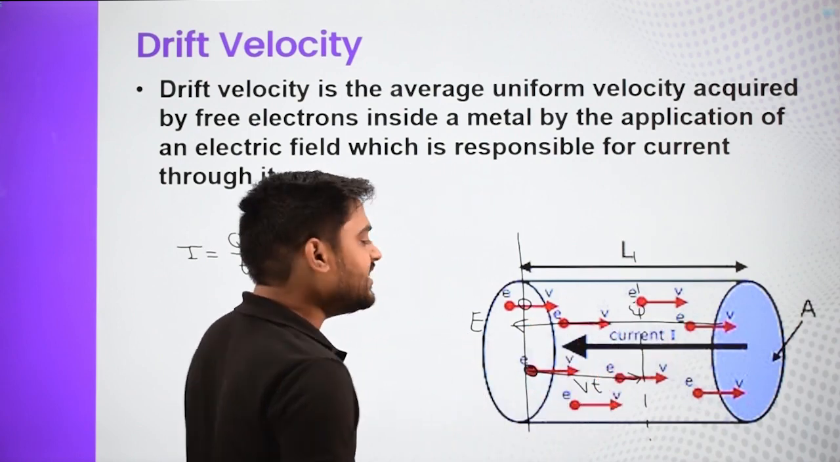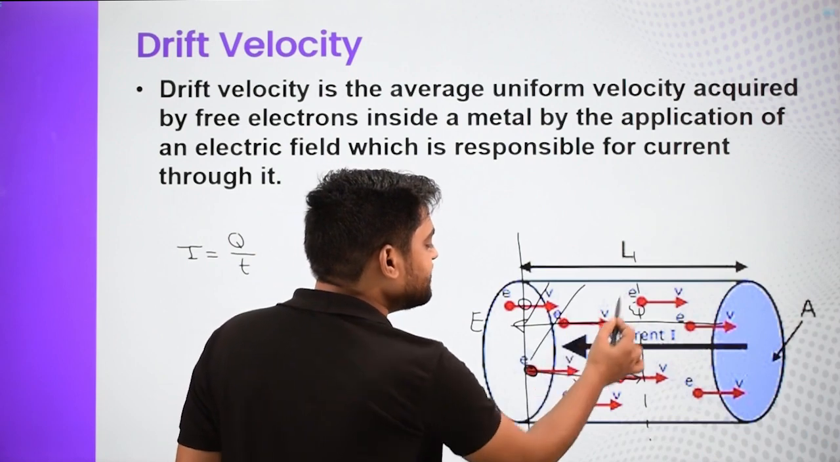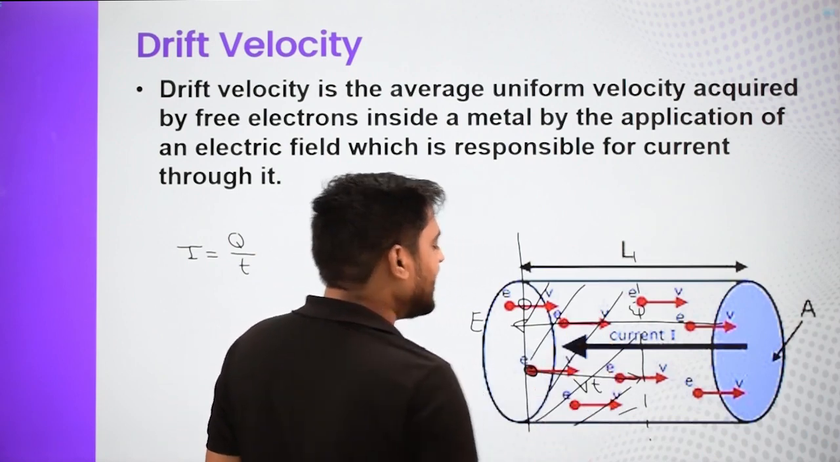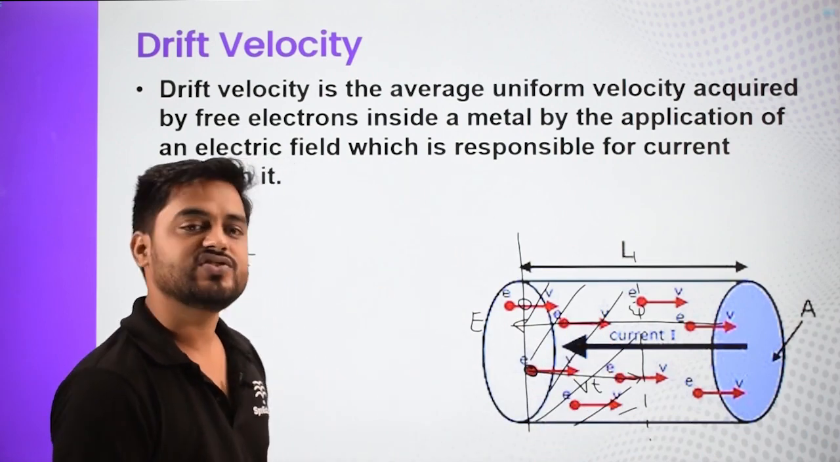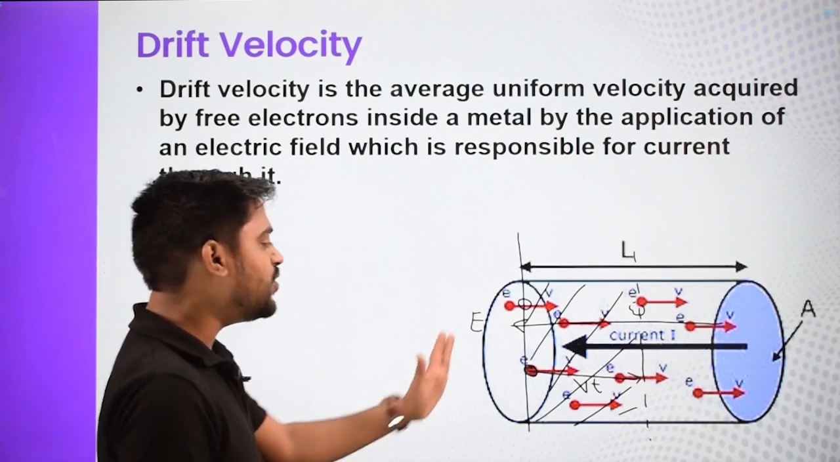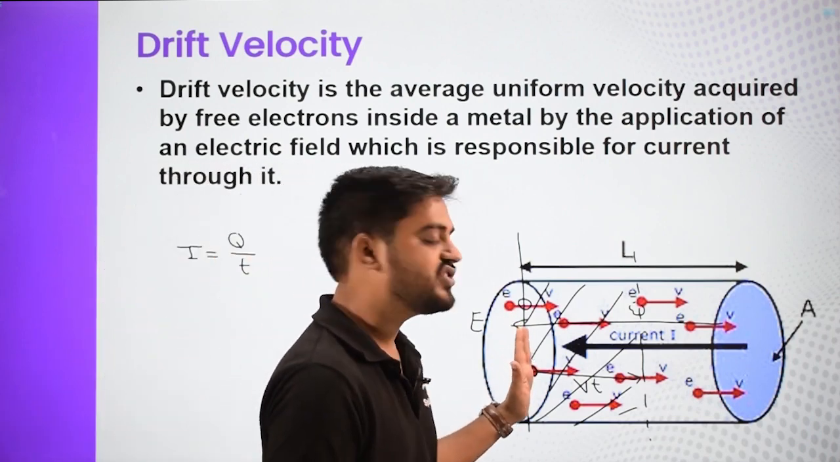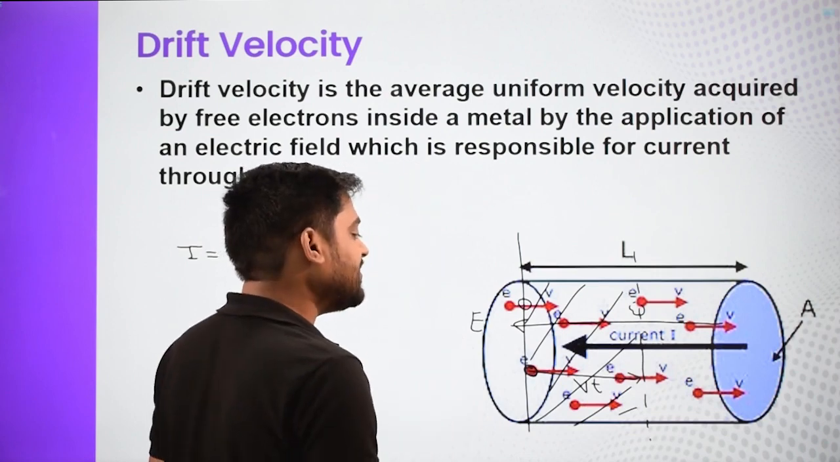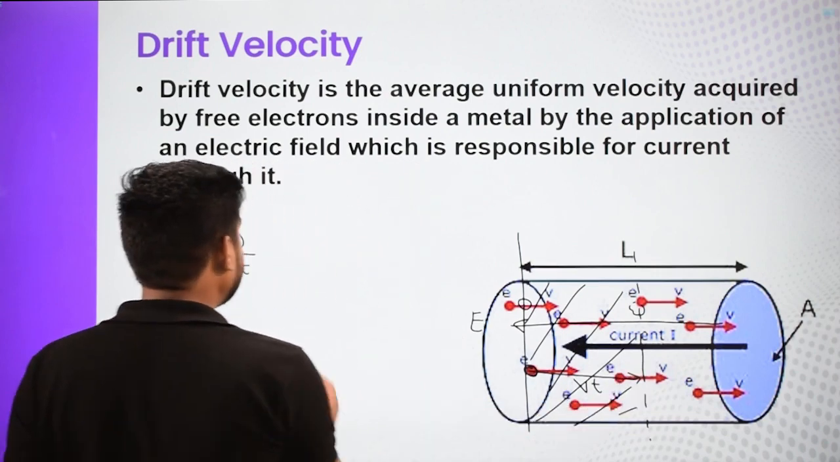And now I can say that whatever electron is present in between this region, that electron is passing through this area of cross section. So how do we define current? Current is the total charge flown through this area of cross section per unit time. So in time t, how much is passing? So first I need to write the charge.